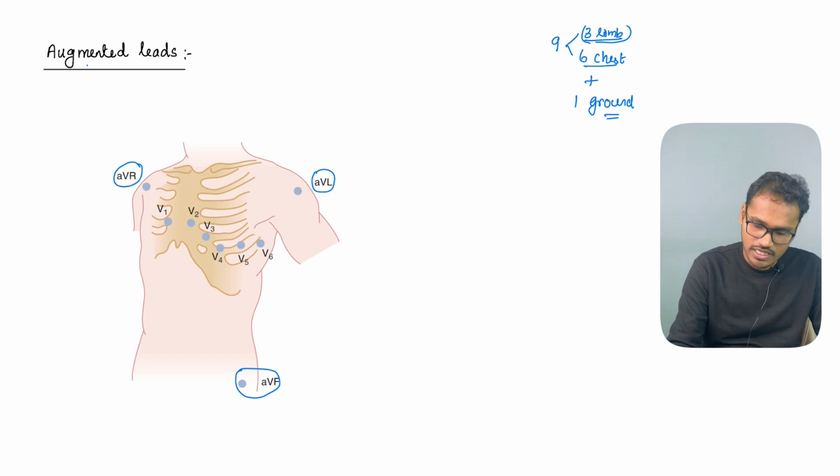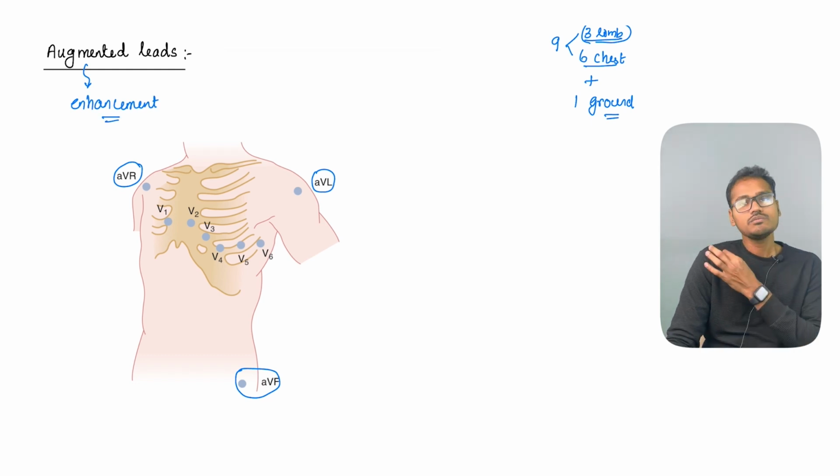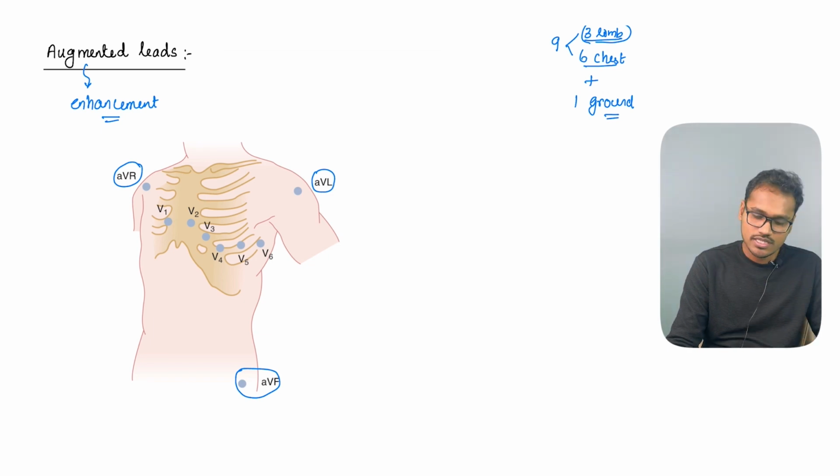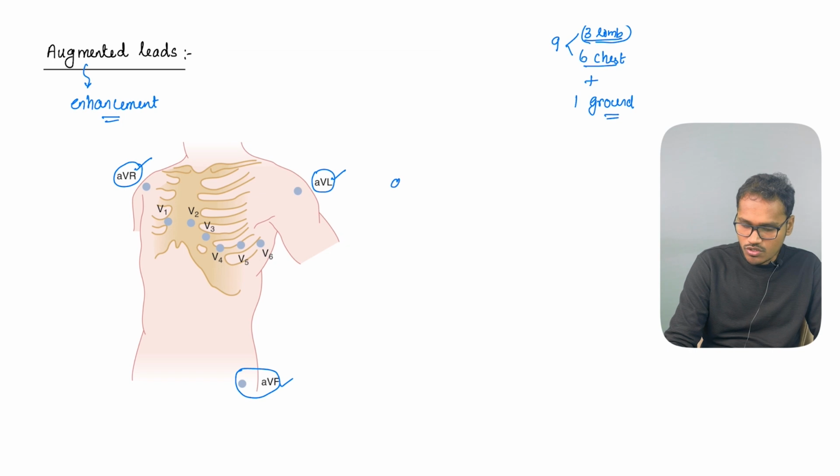whenever they are forming a triangle. And the term augmentation itself, in English, means enhancement. So what the augmented leads do is, whatever potential they are getting in a particular lead, they are going to enhance. One is in the right arm, that is aVR, one is in the left arm, that is aVL, and another one is in the foot, aVF. So this is also going to take the recording from the same limb leads which are attached. And how much augmentation is it going to give? It is going to augment 50%.